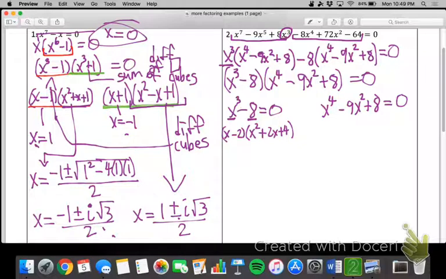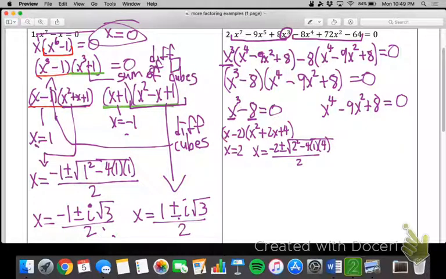So from this we get the solutions x equals 2 and x equals negative 2 plus or minus the square root of 2 squared minus 4 times 1 times 4, all over 2.